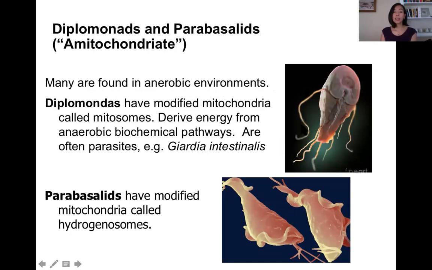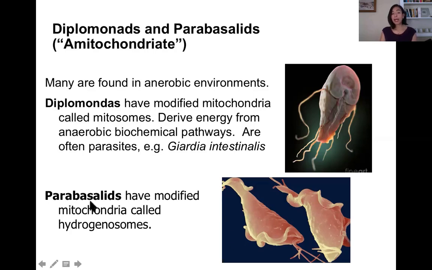One example of these diplomonads is Giardia intestinalis. Giardia lamblia is another one. But Giardia intestinalis can be very dangerous. It's a pathogen to humans, and we can acquire it from things that are contaminated or from water that is contaminated with Giardia intestinalis. And it causes severe diarrhea, and it could be really severe. So the other thing to remember is that these reduced mitochondria, in this case, are called mitosomes.